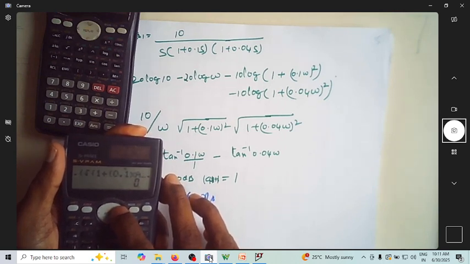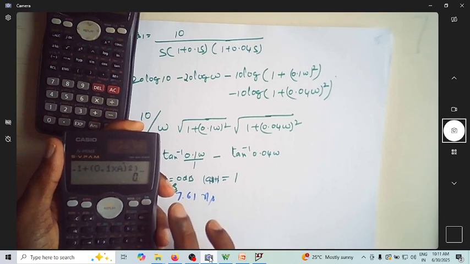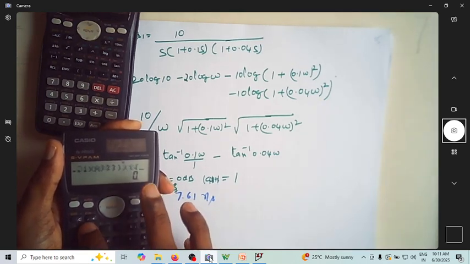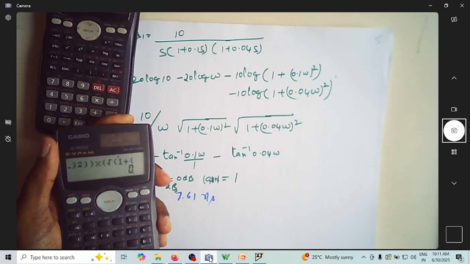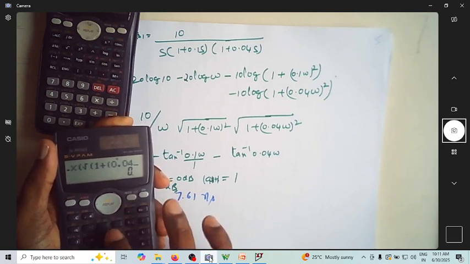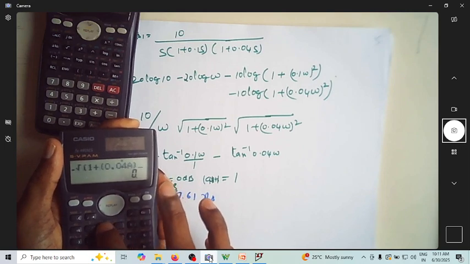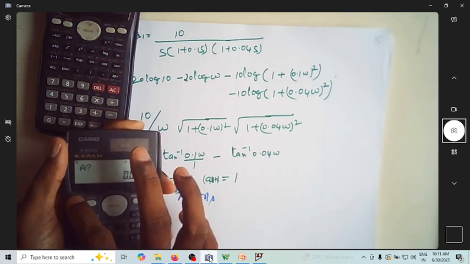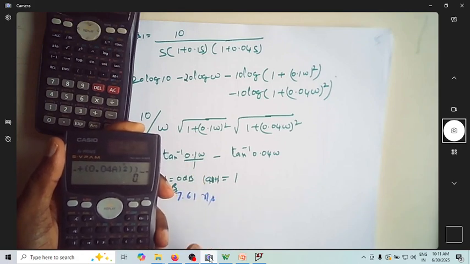Okay, 1, 2, 3, 1, 2. Let me just again close it. Multiplied by, open the parenthesis, square root, open the parenthesis, 1 plus, open the parenthesis, 0.04 alpha a, close, square, close, close, close, shift cal. Now there is some syntax error. I think I just put one extra.